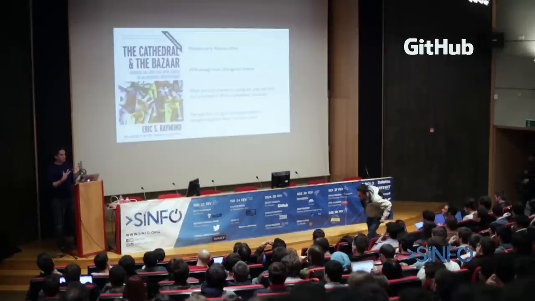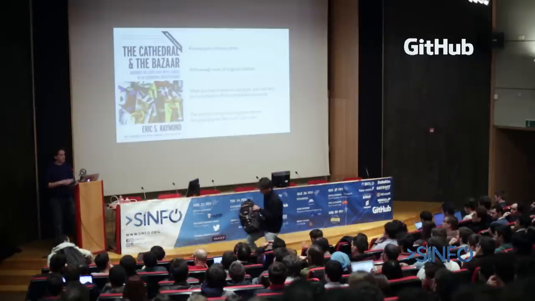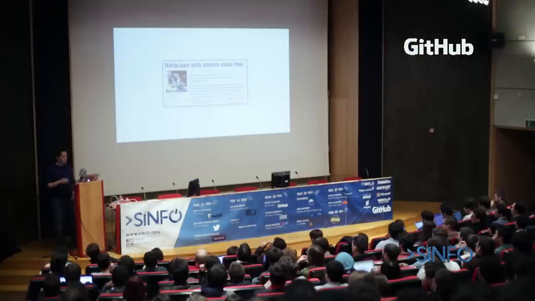But a lot of people have used this. The way that the Linux kernel was written, the Bazaar method, is still one that's overwhelmingly used in free software today, or open source today. It was very influential in 1997 when it was published. A lot of people read it. It's really interesting. It's a really good read.